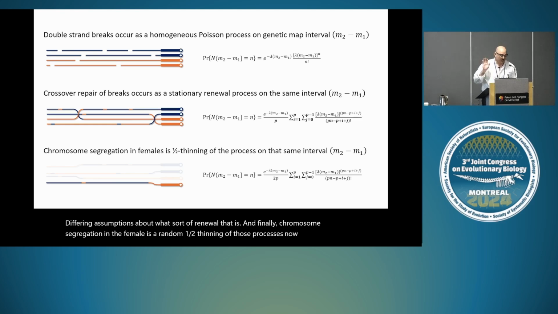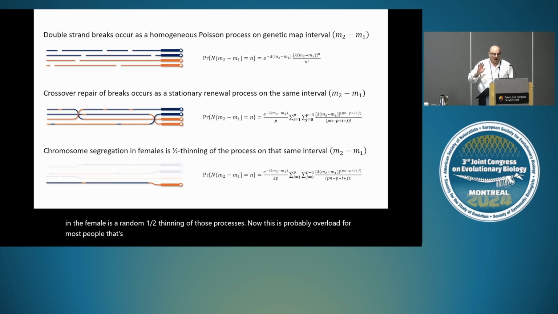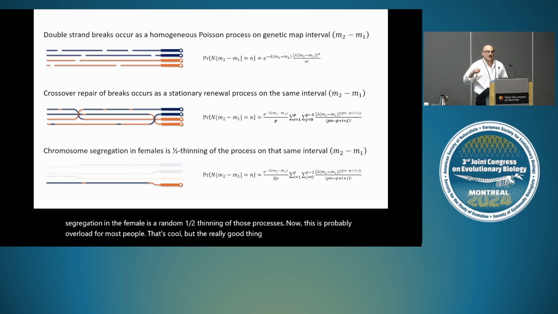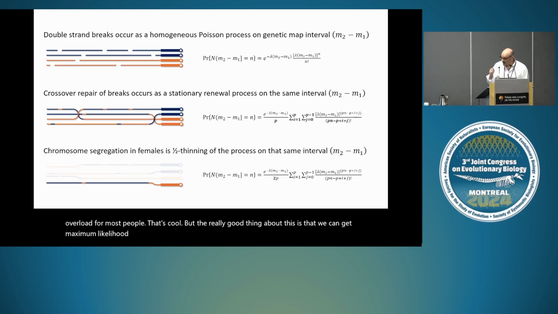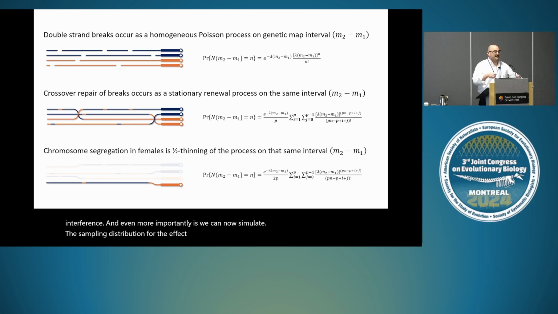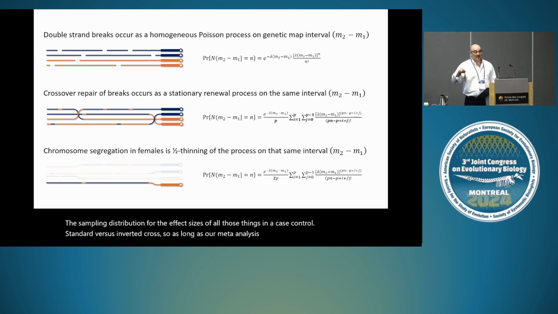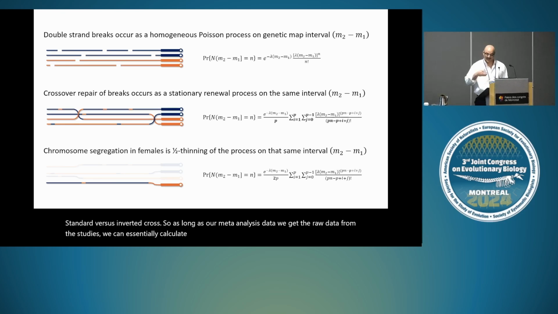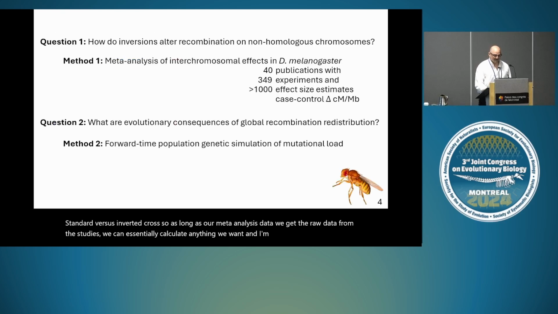Now, this is probably overload for most people. That's cool. But the really good thing about this is that we can get maximum likelihood estimates of genetic distance, recombination intensity, and crossover interference. Even more importantly, we can now simulate the sampling distribution for the effect sizes of all those things in a case-control standard versus inverted cross. So as long as we get the raw data from those studies for our meta-analysis, we can essentially calculate anything we want, and I'm quite happy about that.